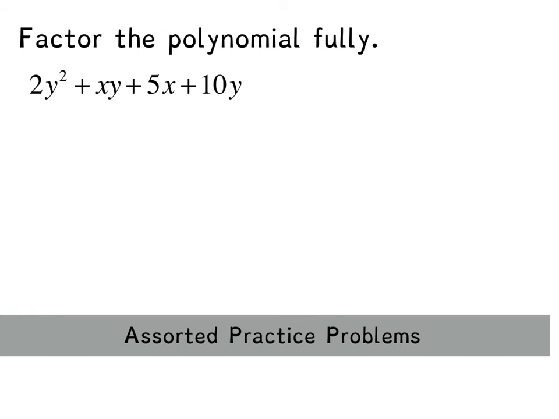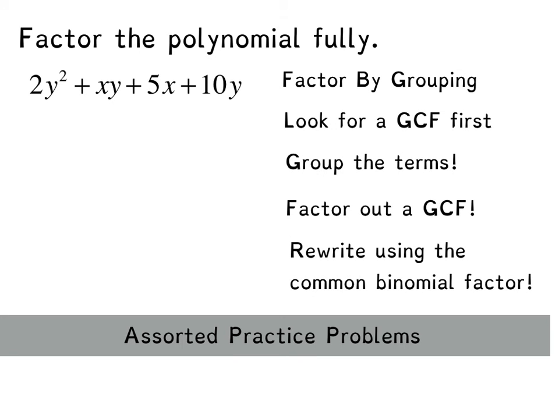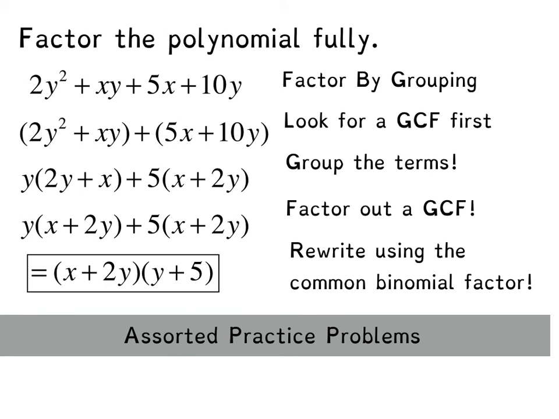So when you look over this, you'll notice it is not a trinomial. It is not a binomial. It has four terms. We're thinking that factoring by grouping would be the best way to do this. We would look for a greatest common factor first. And if that's not possible, we'd group the terms, we'd factor out the GCF and rewrite it. So this is what I came up with, and hopefully you came up with something similar. So no matter how you grouped the terms initially, our final factored form should match.